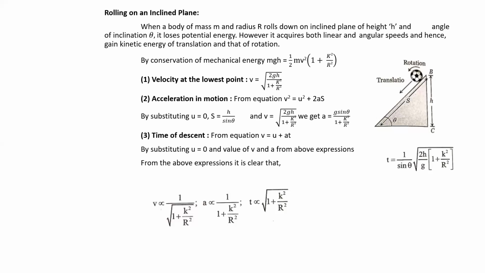So from this last expression, we need to remember the value of v, acceleration and time, and how they are related to k, the radius of gyration, and the value of r here. Okay, this is how we can write the expression. So this is regarding the body when it is slipping, sliding and rolling. We have discussed the expression in the different conditions. Then next.